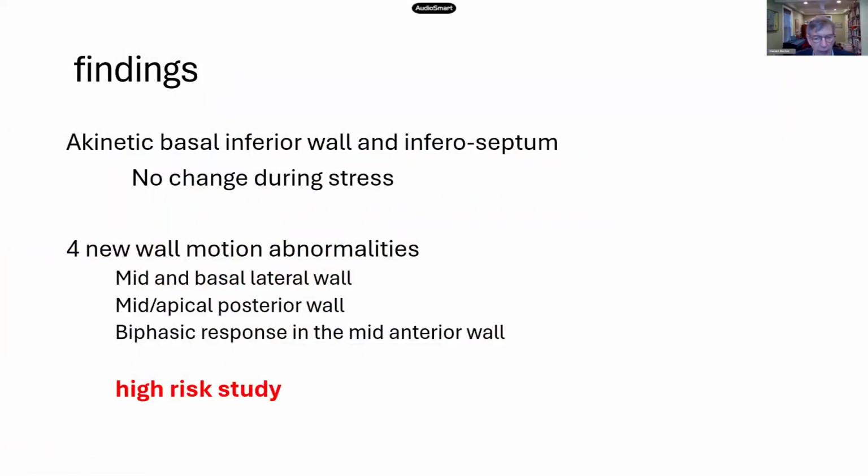So when you compare that and conclude, then we have an akinetic basal inferior wall and inferoseptum, with no change during stress. And we have 4 new wall motion abnormalities, and that suggests a high-risk study, which we would put into our report.